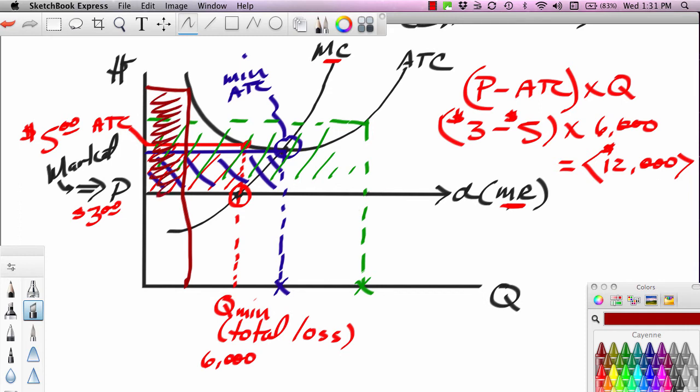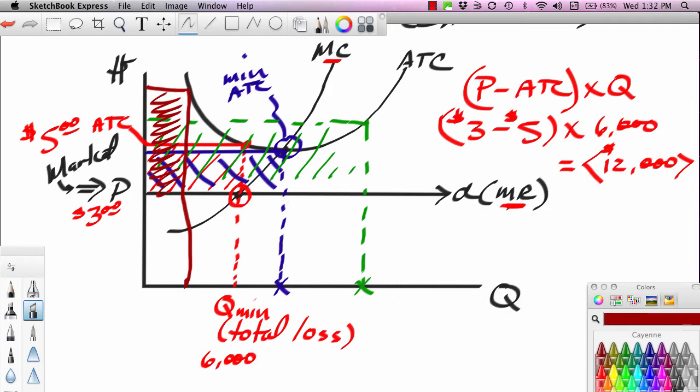So the point I'm trying to make is whether a purely competitive firm is in a profit position or in a loss position, it should operate where MC equals MR. And that's the moral of the story.